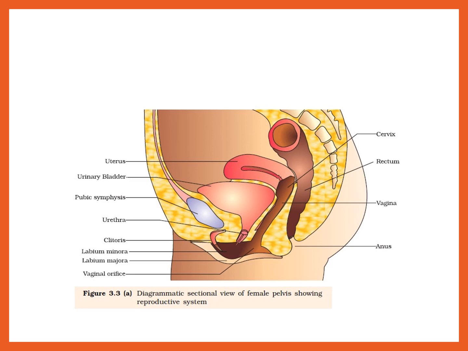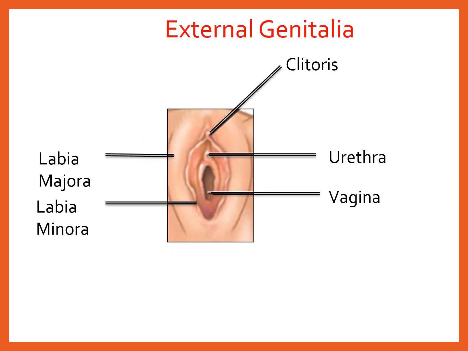So, sectional view of female pelvis again. This is again the external genitalia from the frontal view. Here you can see the labia majora, which extends from the mons pubis, which is in this region, and then inner to this you have the labia minora, and this is the vagina, and this is the urethra from where the urine is passed, and this is the finger-like structure which is the clitoris.